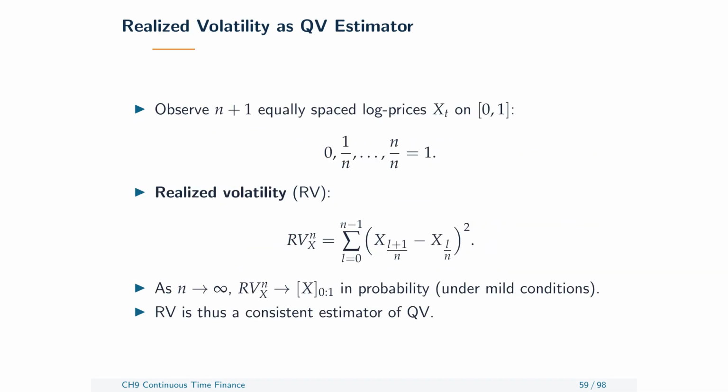With equally spaced high-frequency log prices, realized volatility is the sum of squared adjacent returns over the interval. Despite its name, the quantity is a realized variance measure rather than a standard deviation. As the sampling grid becomes fine, and observations equal the latent process without noise, realized volatility converges to quadratic variation for a broad class of semi-martingales.